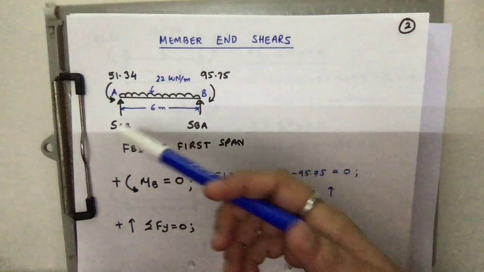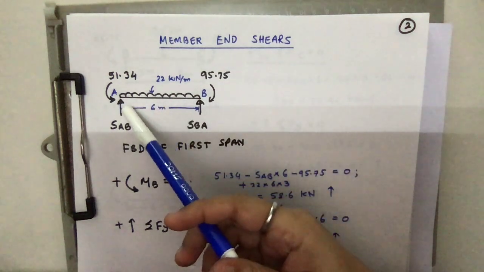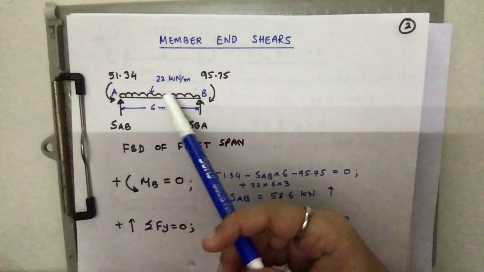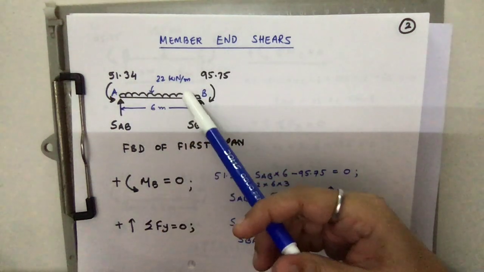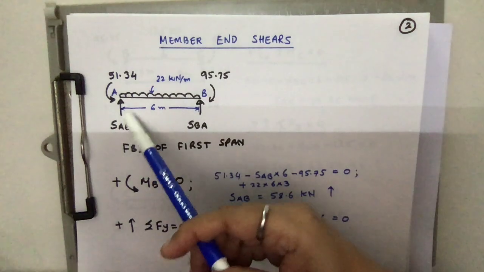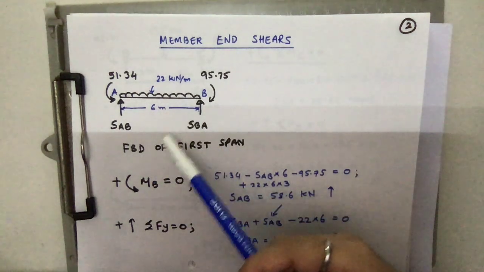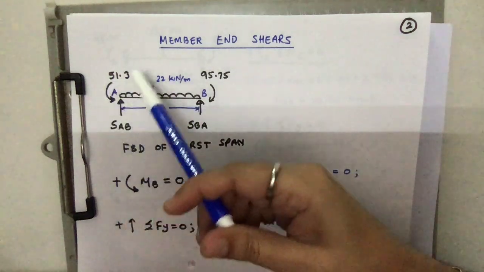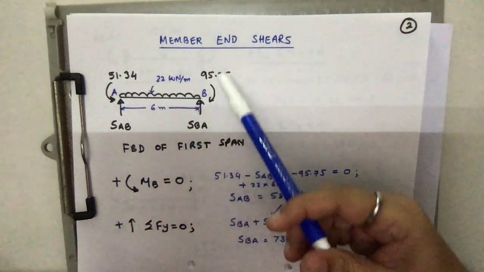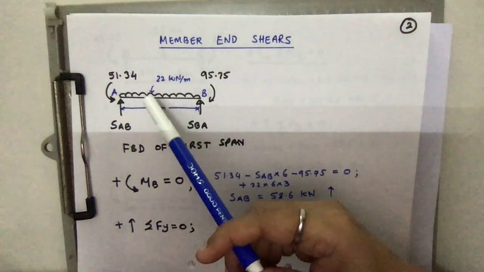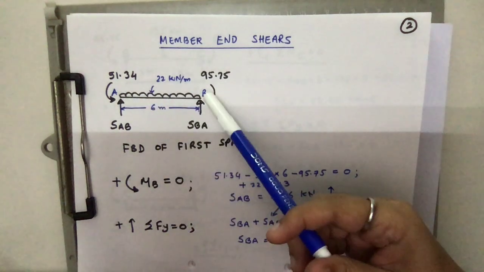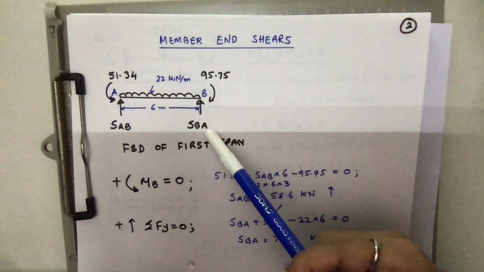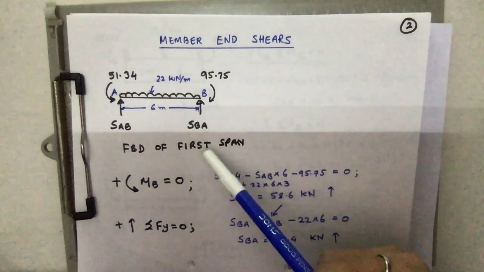So in this slide I have taken the first span where all the required end moments and the external load along with the unknown end shears are shown. For example, for span AB, the end moments are 51 in the counterclockwise direction, 95 in the clockwise direction. The loading is also shown over here in AB, and SAB and SBA are considered as your end shears.